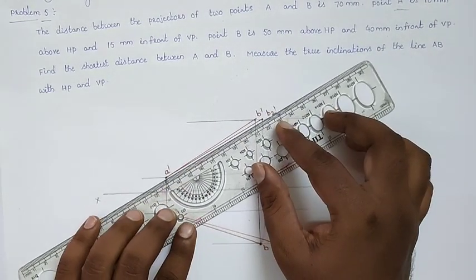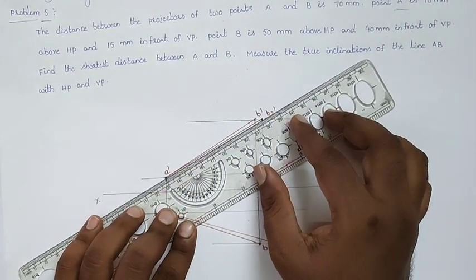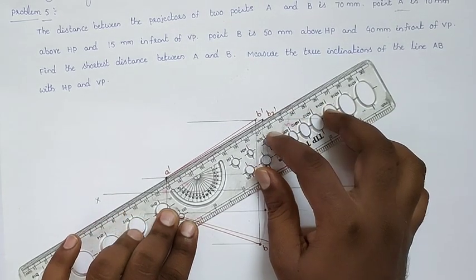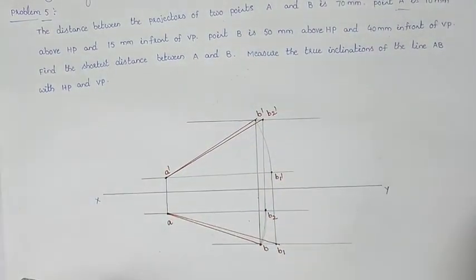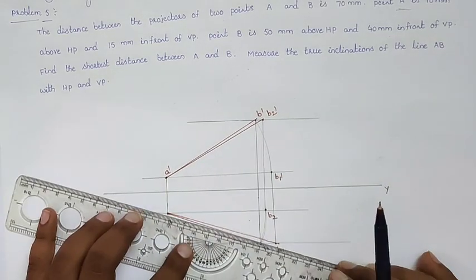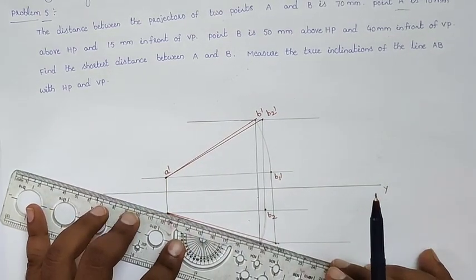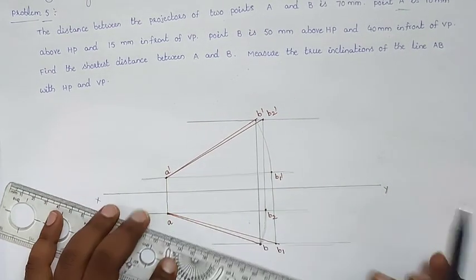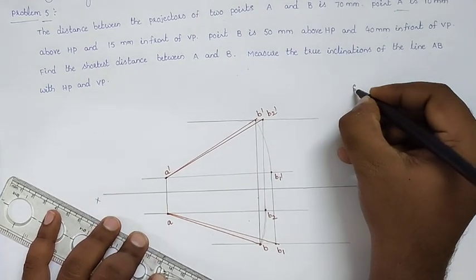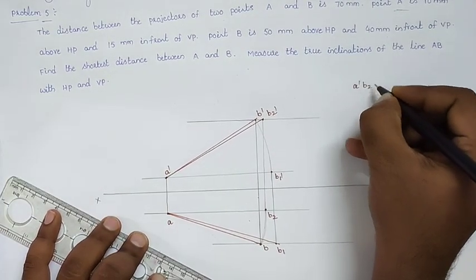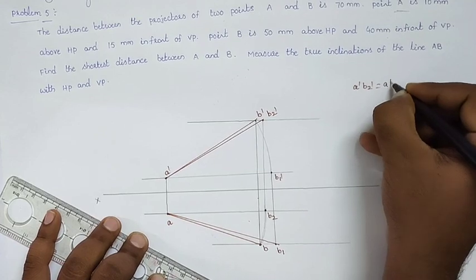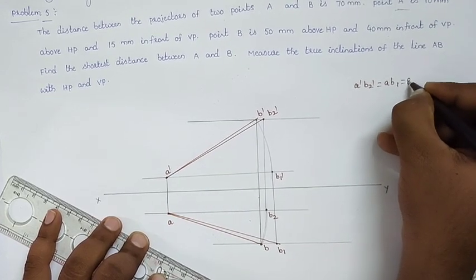So how much will we get? We can measure it, and we will get 86 mm. AB1 will also get the same value. So here A dash B2 dash is equal to AB1, which is equal to 86 mm.